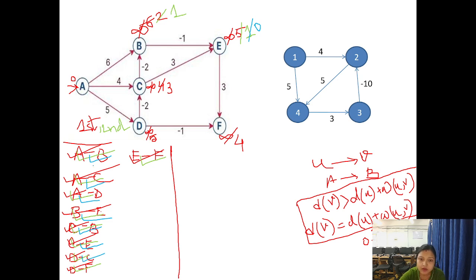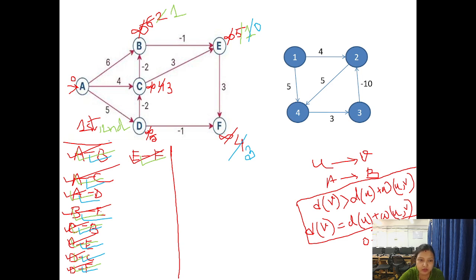D to F. It is 4, and 5 plus minus 1 is 4 as well, so no updation required. And E to F. The distance of F was 4 and now the distance of E is 0 plus the associated cost 3. So 0 plus 3, which is 3, is less than the previous one. So we will update it with 3. Fine, we are done with all the edges.